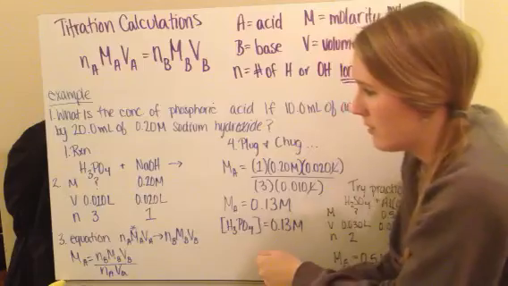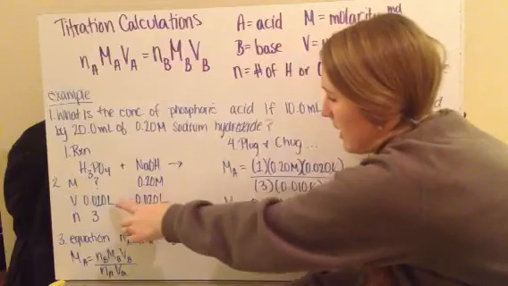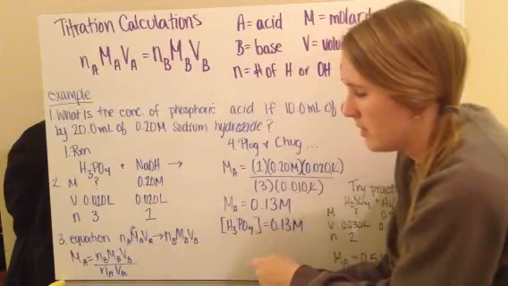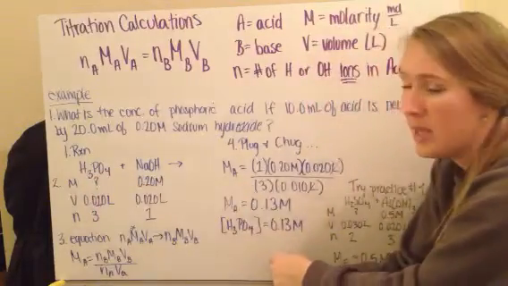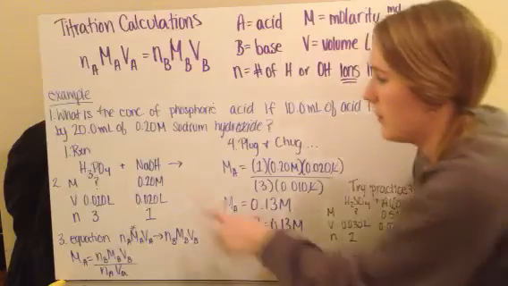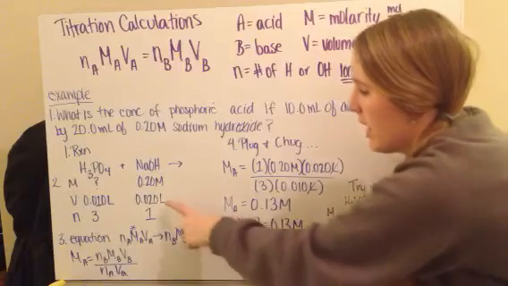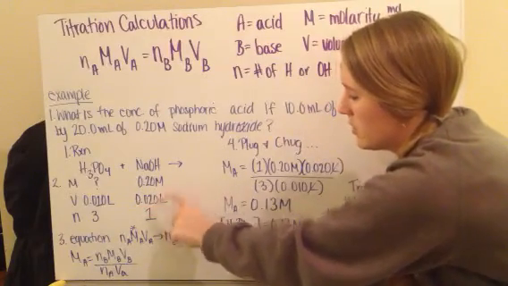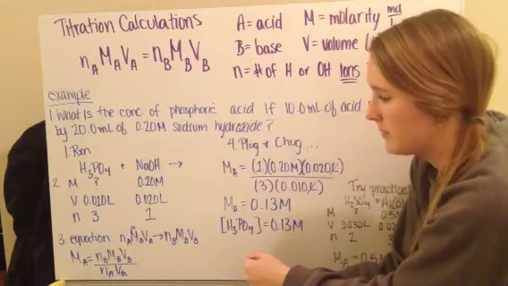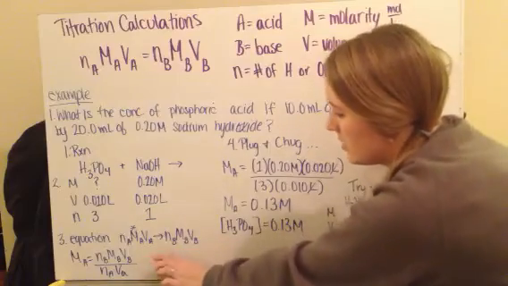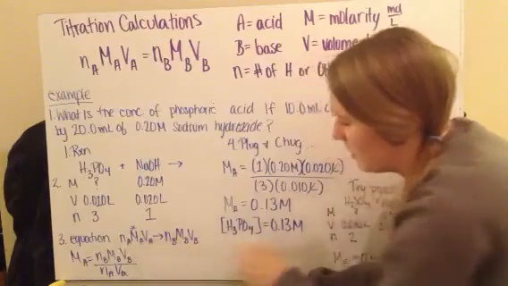I then need to record my variables. I'm looking for my molarity. I've been given my volume of 0.010 liters, and I know that I have 3 hydrogens that are ionizable in my phosphoric acid. For my base, I'm told I have a molarity of 0.20 molar. I have a volume of 0.020 liters, and I have 1 ionizable hydroxide ion. I next write my equation for titration, as it is listed above, and I solve for m sub a, or my molarity of my acid.